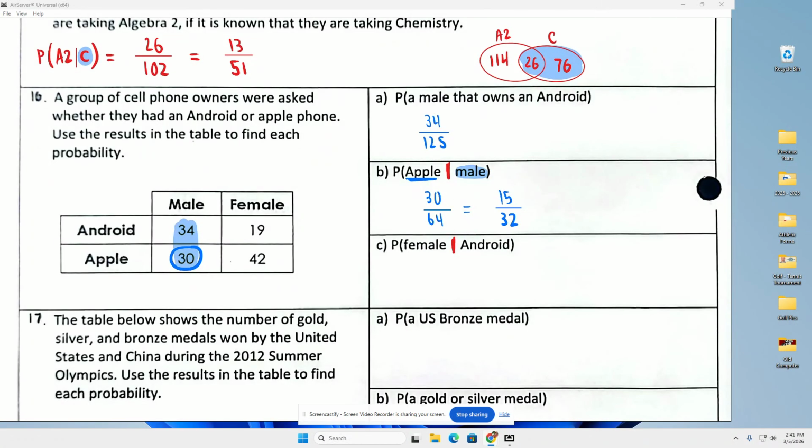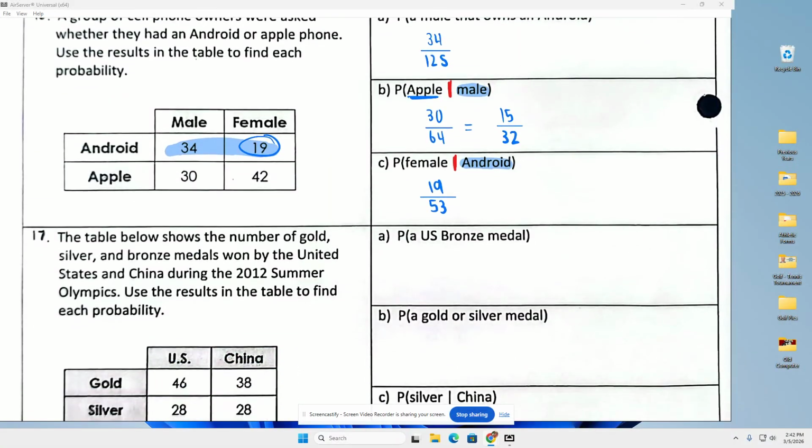15 over 32. And the last one from this particular group of problems, it says, what's the probability that it's female given that they use an Android? So my focus is my Android category. That's 34 plus 19, which is 53. Now from that category that I've highlighted, the Android users, how many are female? 19. I'm pretty sure 19 and 53 are both prime numbers and won't reduce, but again, feel free to type that in your calculator and check.